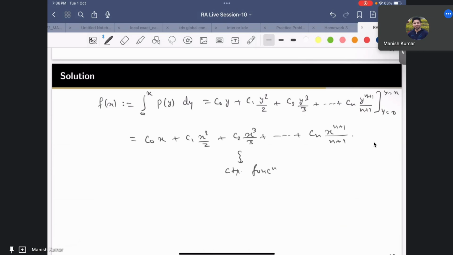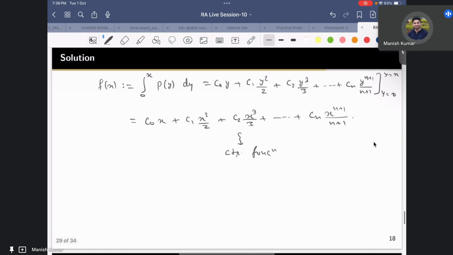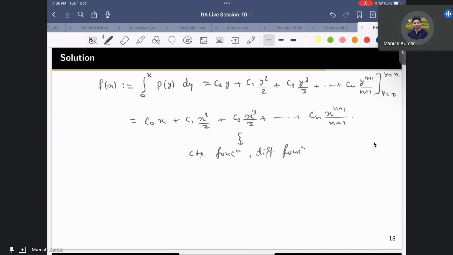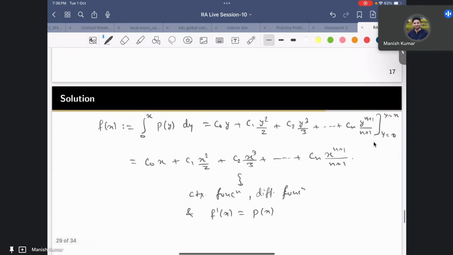Okay, even if not, from here only you can see this is a polynomial, so it's differentiable also. And what you can check is the derivative: because you have obtained f by integrating p, if you differentiate f, you will get p. That's all. So f prime of x will be nothing but p of x.